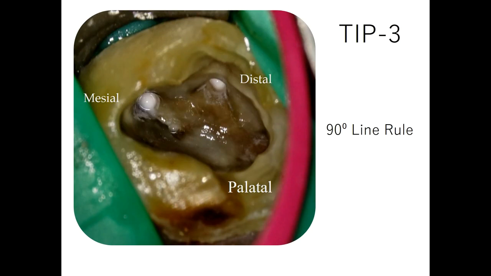Another common way to localize the NB2 canal is again by drawing an imaginary line connecting the mesiobuccal to the palatal, and then a line perpendicular to this from the distobuccal canal. Using the point at which they intersect as center, draw a semicircle of 1 mm radius. You will very commonly find your MB2 canal lying at this point as well.